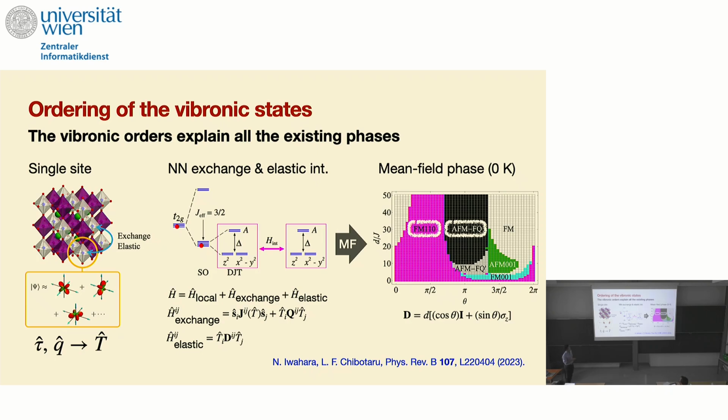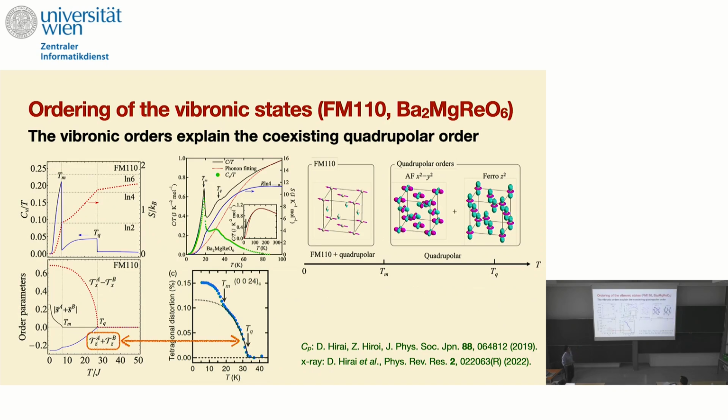Then we calculated the zero Kelvin mean field phase diagram. This is the magnitude of the elastic coupling, and this is the type of elastic coupling. Without elastic coupling, we obtain the so-called FM110 or canted AFM phase. And turning on the elastic coupling, in some places we obtain a ferromagnetic phase, and in some places we obtain an antiferromagnetic ferro-quadrupolar phase. By using them, we can explain a couple of experimental data.